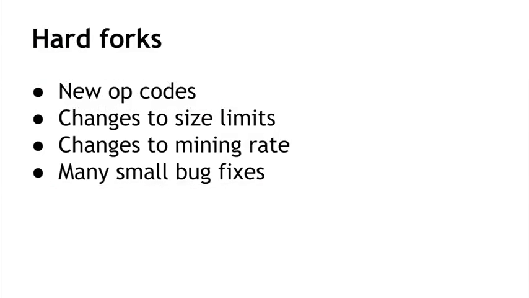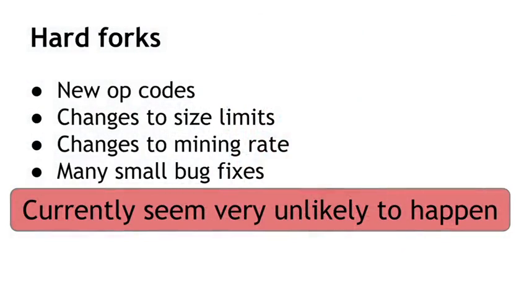Other changes might require a hard fork. That would be if we wanted to add new opcodes to Bitcoin, change the limits on block or transaction size, or do a lot of bug fixes. So for example, the bug I showed earlier, where the multisig instruction pops an extra value off the stack, that would actually require a hard fork. And that's the reason why, even though it's an annoying bug that people wish wasn't there anymore, it's much easier to just leave the bug in the protocol and have people work around it, rather than have a hard fork change to Bitcoin. So all of these hard forking changes, even though they would be nice, are very unlikely to happen, at least within the current climate of Bitcoin.